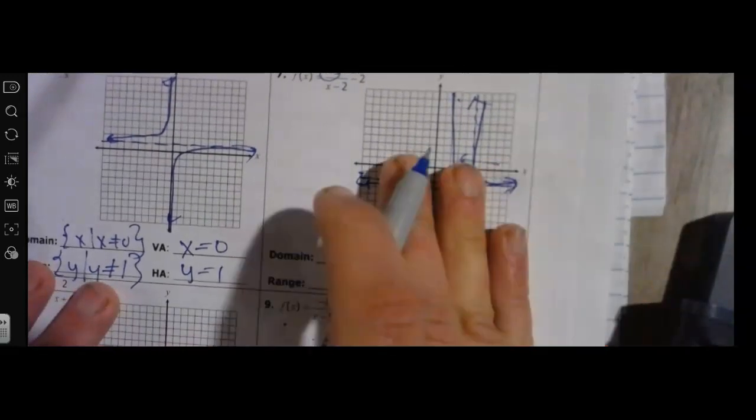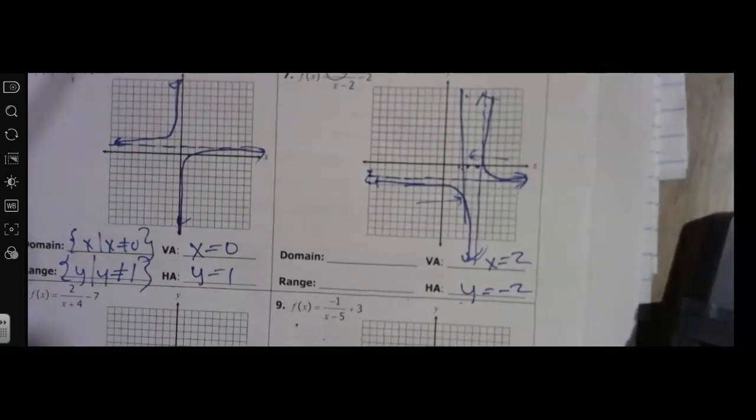That was a mistake. So it should be x is equal to 2 and y is equal to negative 2. Just imagine that was shifted over 2 spots. That's my mistake. I read that as a 5. I don't know where I got that from. I think I was looking at another problem.